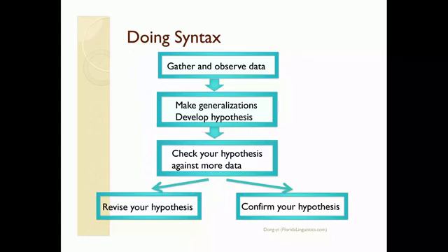This diagram shows the basic procedure of how linguists conduct syntactic research. First of all, we have to gather and observe linguistic data. In most cases, such data consists of a list of grammatical and ungrammatical sentences. Based on these sentences, we can make generalizations and develop hypotheses that can account for the syntactic pattern exhibited by the data that we have. The next step is to check this hypothesis against more data. Our hypothesis is confirmed if it can account for the new data. If it fails to account for the new data, we have to revise our hypothesis so that it can explain the new data as well.